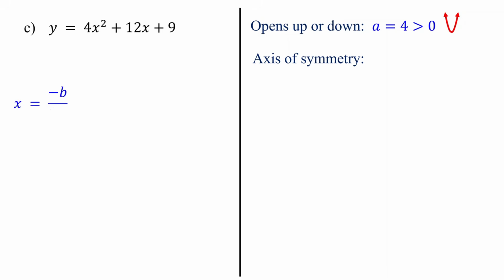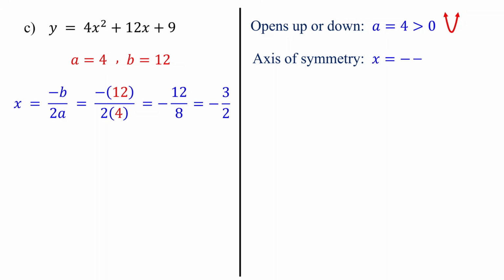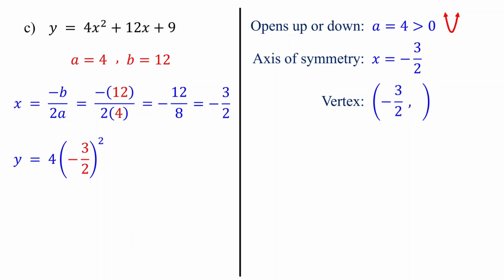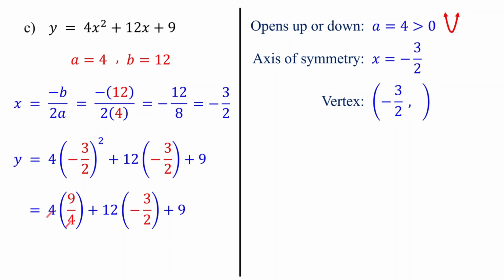Next, find the axis of symmetry. A is 4. B is 12. Substituting these values into the formula, we find that x equals -3/2. Next, find the vertex. The x-coordinate of the vertex is -3/2, right? Find its y-coordinate by substituting -3/2 for x into the original function. Simplifying this, we find that y equals 0. Therefore, the vertex is the point -3/2, 0.